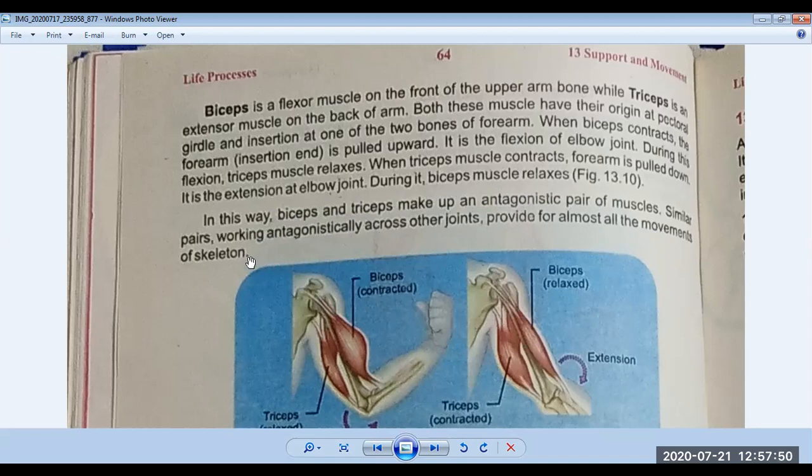So now your lecture has ended. I hope today you understood the role of ligaments and tendons, types of joints, antagonism, the flexor muscle and flexion movement, and the tricep, extensor muscle and extension movement. One topic is left in this chapter, which we will discuss in our next class, and then we will discuss this exercise, and inshallah then your chapter will be ended.